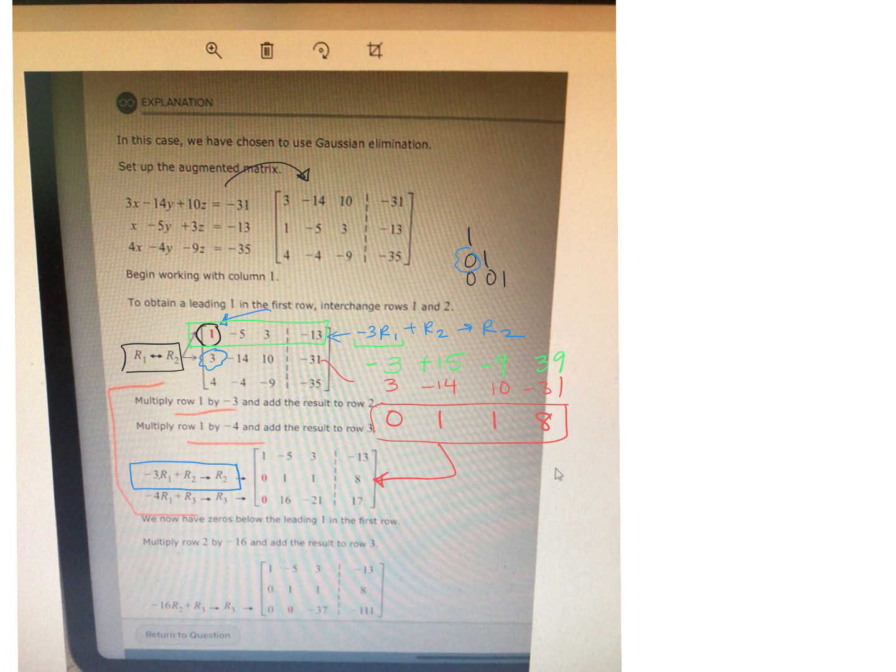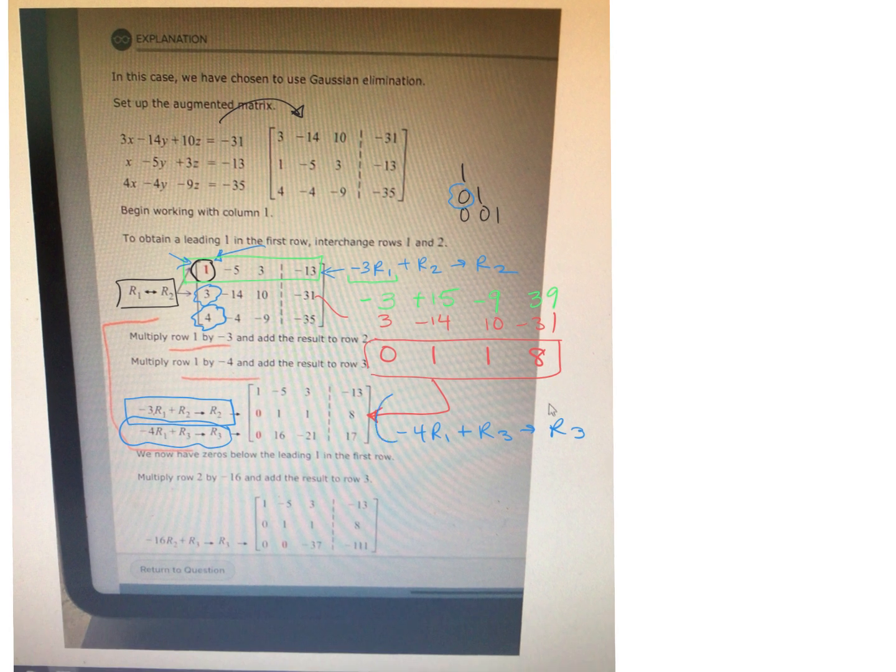Now the other thing that's going on is trying to make the 4 also turn into a 0. So again, we're going to use that first row, but this time multiplying it by -4. So you can see that going on there. So we're going to take -4 times that row 1 plus our row 3 to make our new row 3. So -4 times that first row will be -4. -4 times -5 is +20. -4 times 3 is -12. And -4 times 13 is +52.